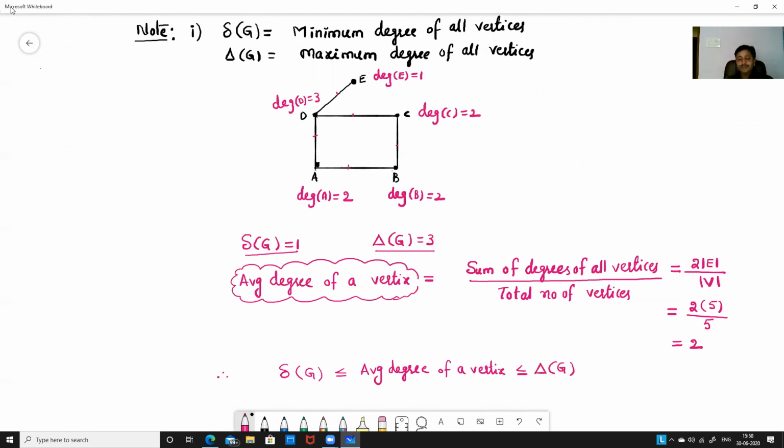Tell me, what is small delta of G? Minimum degree. What is capital delta of G? Maximum degree. It satisfies the condition: minimum degree of a vertex must be less than or equal to average degree, less than or equal to maximum degree. Like in the algorithms subject, best case time complexity is less than or equal to average case, less than or equal to worst case. Here, best means minimum, average, and worst means maximum.